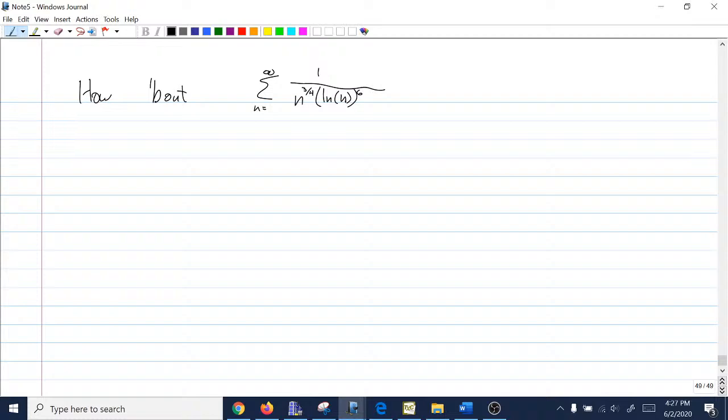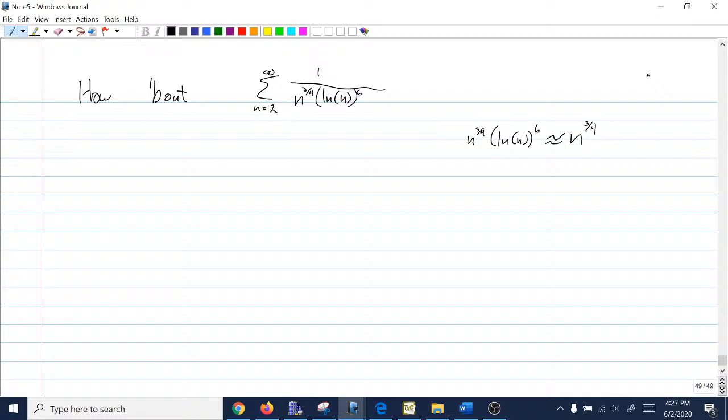How big am I allowed to plug in? I can't plug in 1 because then I'm dividing by 0. This series is allowed to start at 2. Let's start it at 2. Again, I'm thinking about how big is that? n to the 3/4, log n to the 6. That's a bunch of log n's, but log n is so small that really this should be about as big as n to the 3/4.